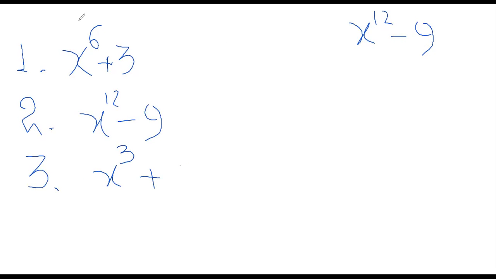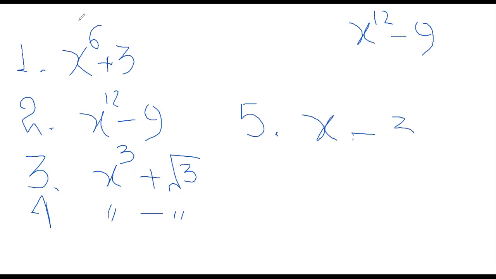So x cube plus under root 3. And the fourth option is the same, only the difference is minus. And the fifth one is over here. So that is x minus 3.